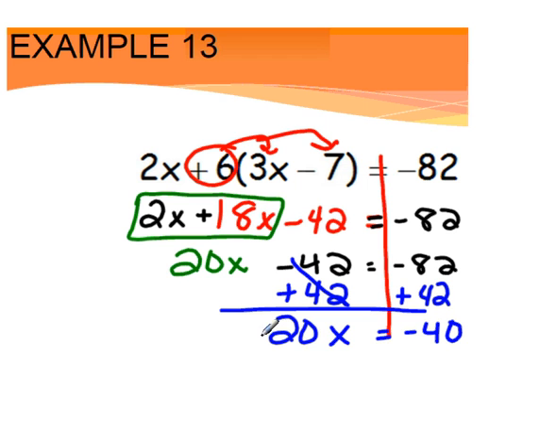Last but not least, we can inverse that coefficient, which is multiplying on the variable. The opposite of multiplication is division, so we'll use a division bar on both sides and divide by that coefficient of 20. That will cancel out the coefficient and leave us with x equals negative 2.